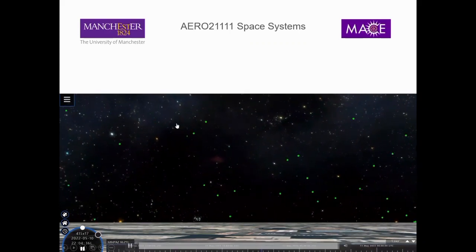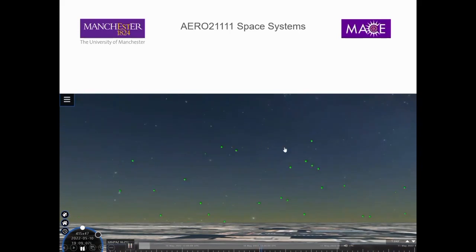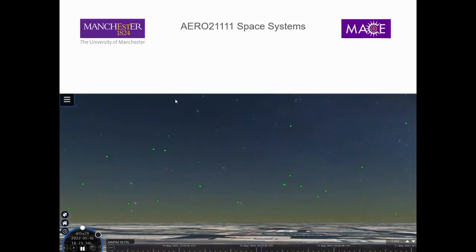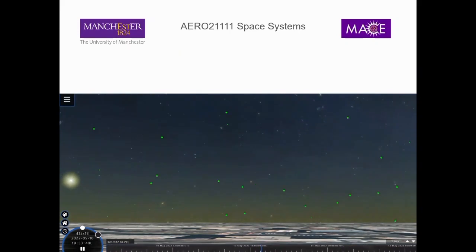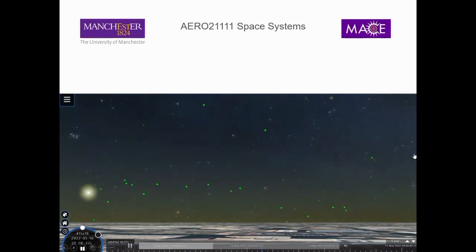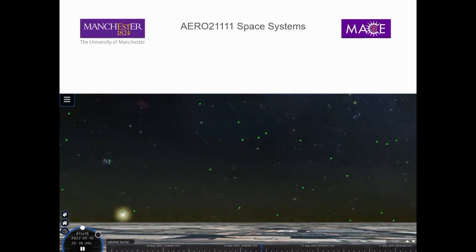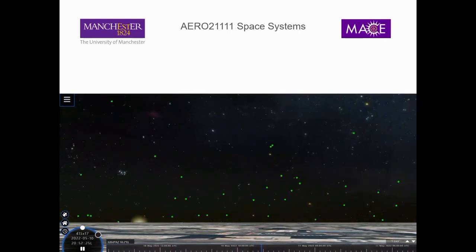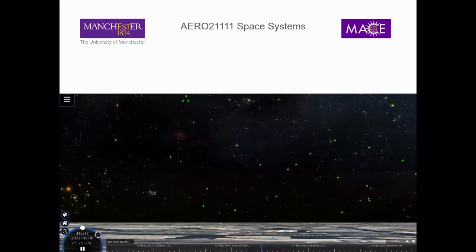Whereas these ones, which are kind of passing right up across the field of view, those are ones that are in around polar orbits, right? Because they're going straight over the top of the Earth. So this is sped up, obviously, but this gives you an idea of all of the things that are flying around. I think this is an hour. If you were to stand outside the University of Manchester and look up, this is what you would see.